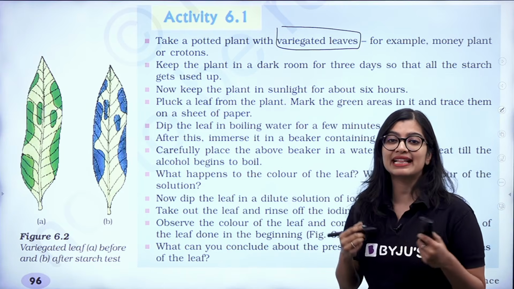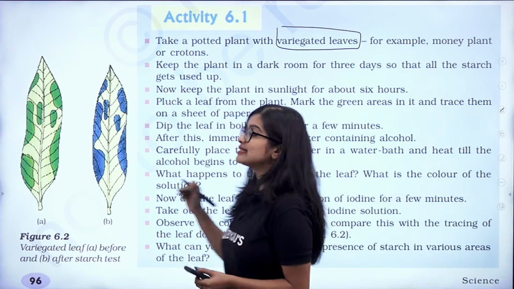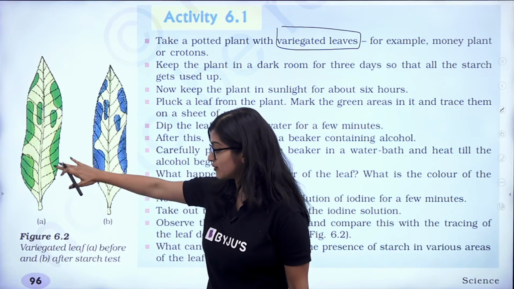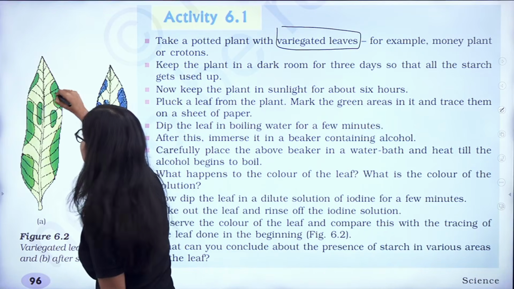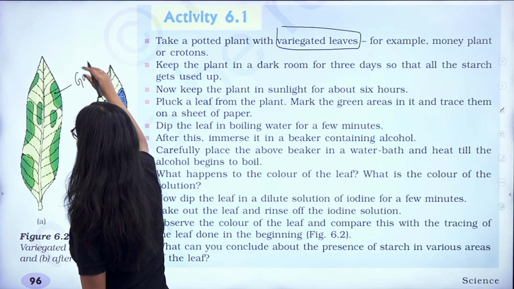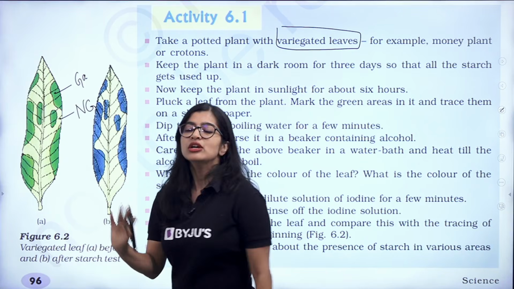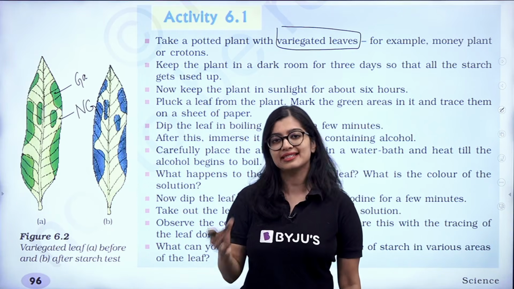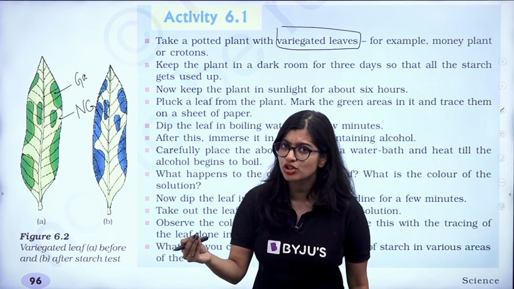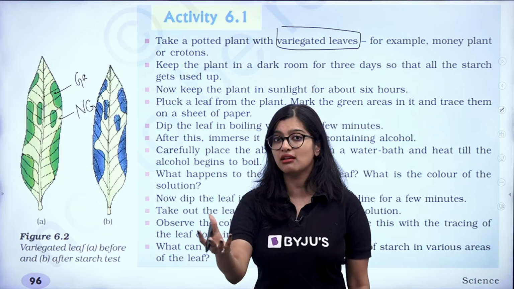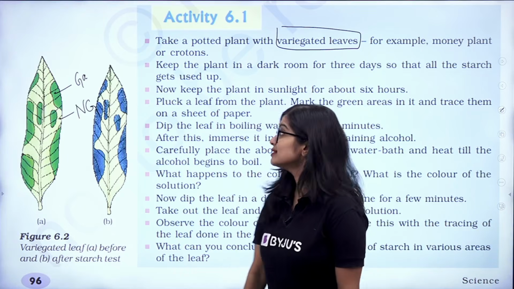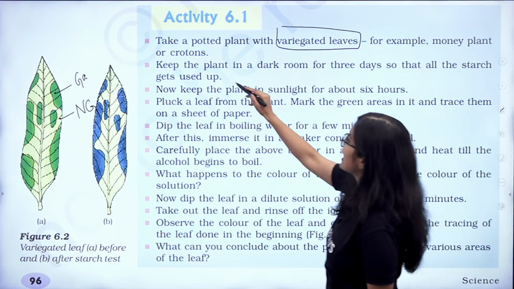When we say variegated leaf, it means a leaf, like the example given right here, wherein we see that there are some green parts and some non-green parts. That is what we simply understand as a variegated leaf. There are some portions of the leaf which are green in color, while some are not. Now we are saying that we will take this plant.